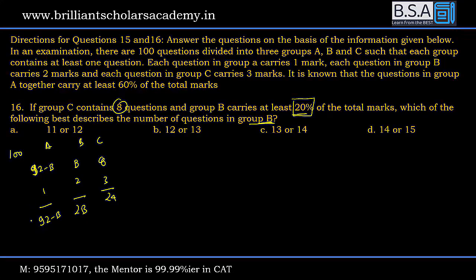I need to take care of two things. A must be minimum 60% and B must be minimum 20%. Let us focus on B first. How many marks are there in B? 2B marks. How many total marks are there? Addition of these. So 24 plus 92, 106. 106 plus 2B minus B, that is B. We want there to be more than 20 marks. 20% is 1 by 5. More than or equal to.